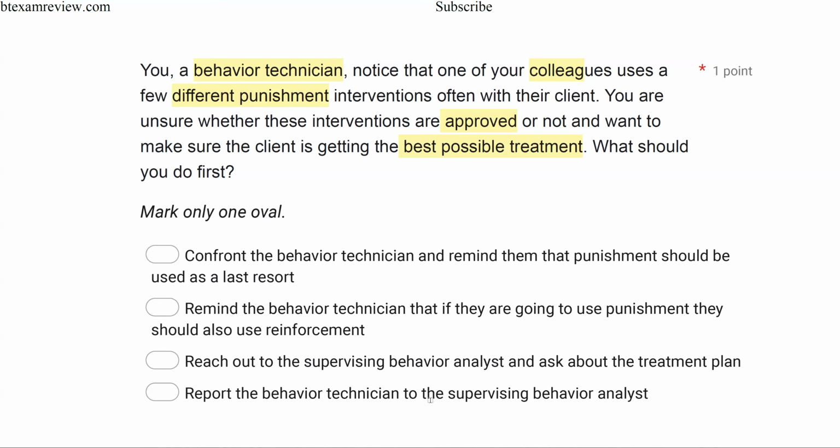And then D, report the behavior technician to the supervising behavior analyst. Again, you're not reporting anybody. You don't know much at all except for what you've observed and seen. You've got to get the full picture before really making a decision. The best thing you can do here is reach out to the supervising behavior analyst and ask about the treatment plan.